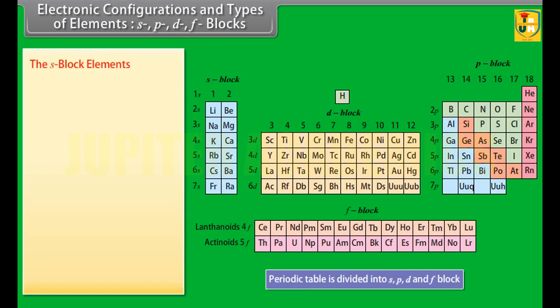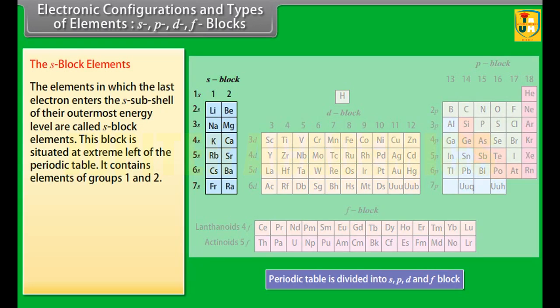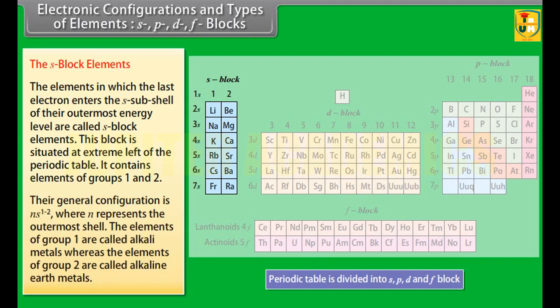The S block elements. The elements in which the last electron enters the S subshell of their outermost energy level are called S block elements. This block is situated at the extreme left of the periodic table. It contains elements of group 1 and 2. Their general configuration is ns1-2, where n represents the outermost shell.